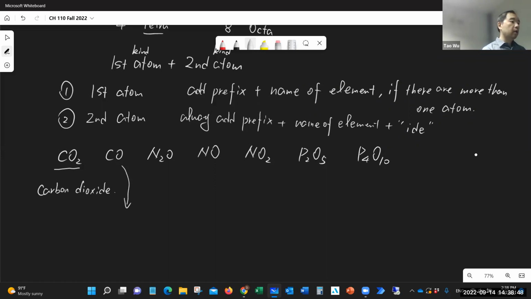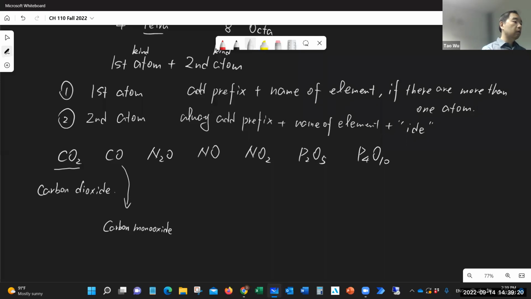For the second one, the carbon and oxygen: again, the first atom only has one carbon, so you just write carbon. For the second one, you always write the prefix. Even though it has one oxygen, you still need to specify the prefix, so this is carbon mono, since there is only one, monoxide. Carbon monoxide.